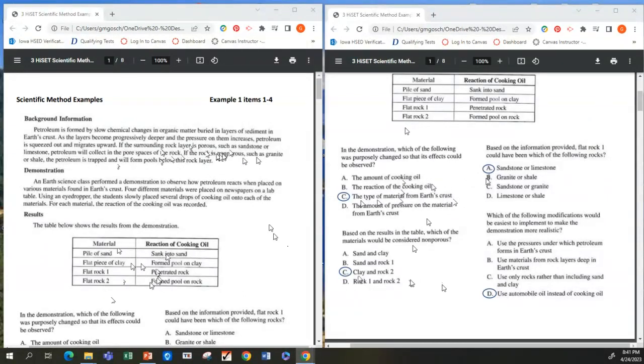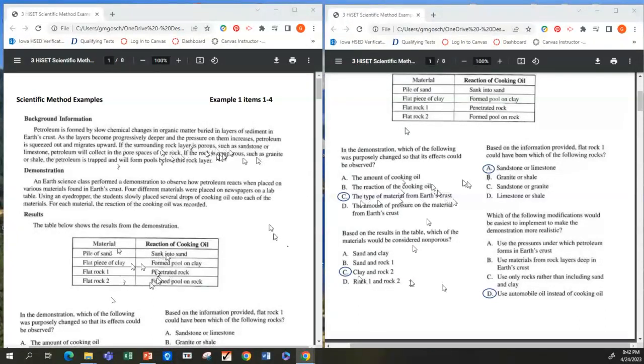Which of the following modifications would be easiest to implement to make the demonstration more realistic? Now, the first couple, the first two, are almost impossible. Use the pressures under which petroleum forms in the crust. Well, those are huge pressures. I mean, an entire mountain's worth of pressure weighing down on the next lower crust layer is impossible to duplicate. Using materials from rock layers deep in the Earth's crust. Well, how deep are we going? Are we going miles down, drilling down? That's very expensive and really not realistic.